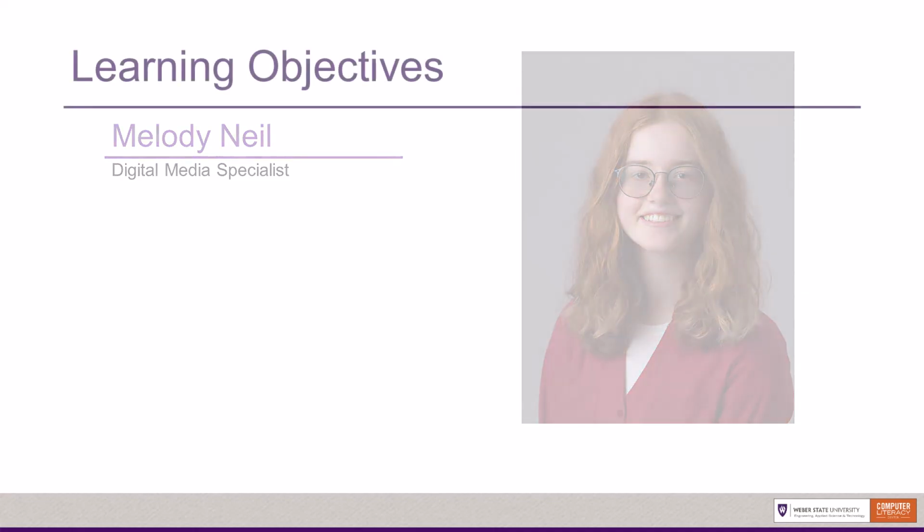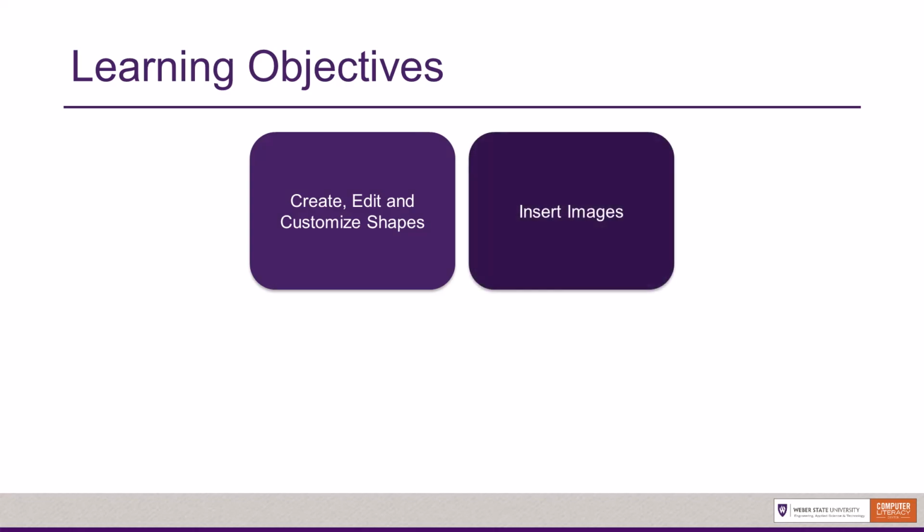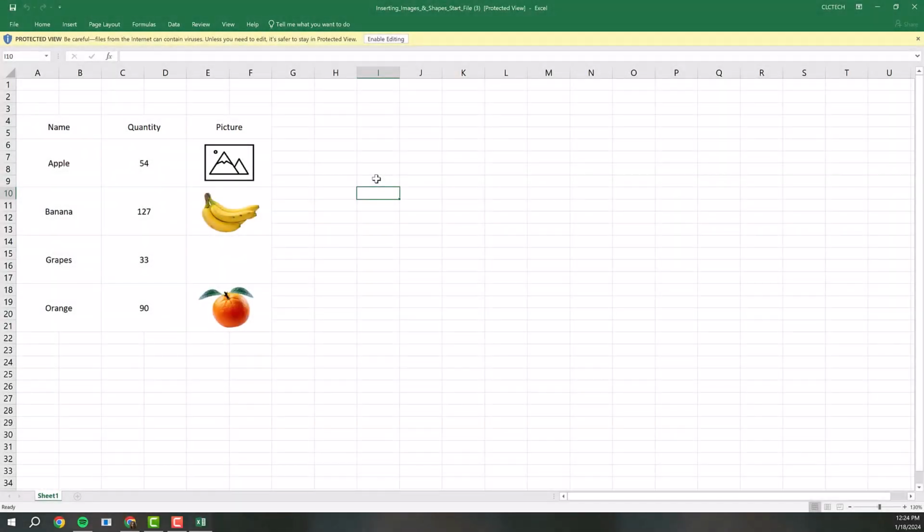To follow along with this tutorial, download the start file that is bundled with this module. In this tutorial, we will create, edit, and customize shapes as well as insert images using Microsoft Excel. First, let's open up the included file, Inserting Images and Shapes Start File, and click the Enable Editing button.